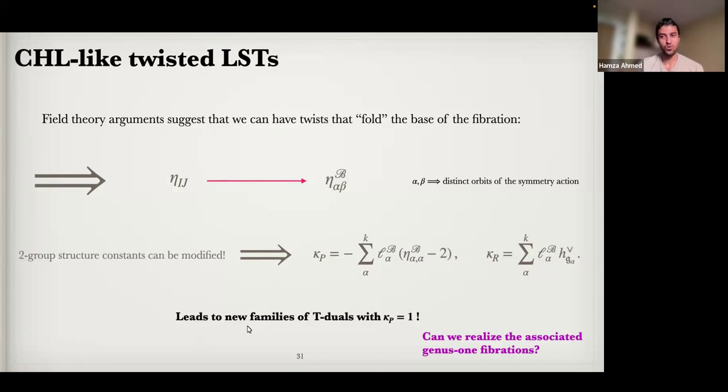And so this is the future goal now: to show that this prediction from field theory can actually be realized as inequivalent genus-one fibrations. That would of course be great if we can do this, but so far we don't know. It would be nice to keep this field theory geometry correspondence going.